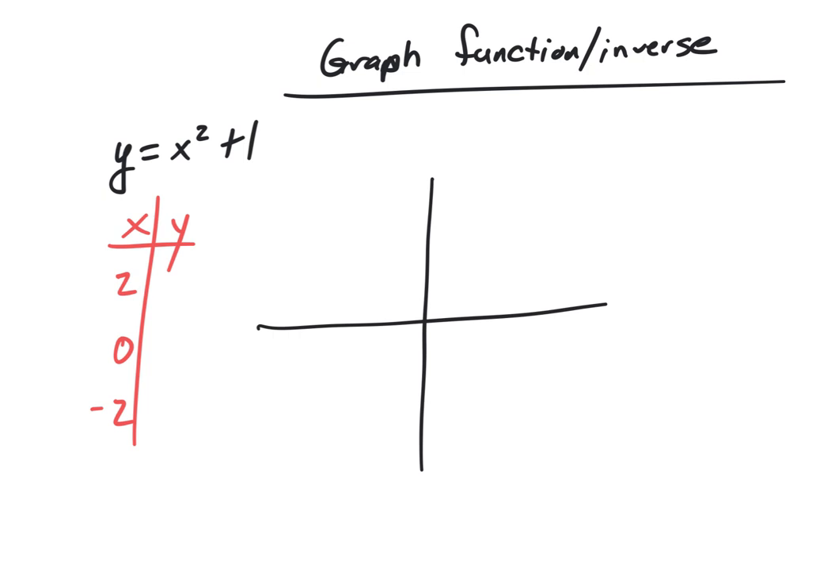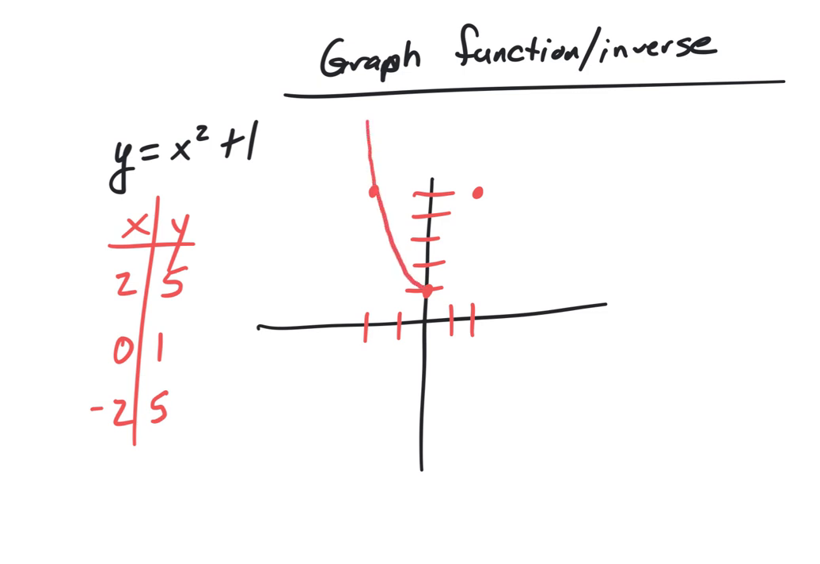0 squared is 0. 0 plus 1 is 1. When I plug in 2, 2 squared is 4. 4 plus 1 would be 5. When I plug in -2, -2 squared would be 4. 4 plus 1 would be 5. So those two end up being the same y value.